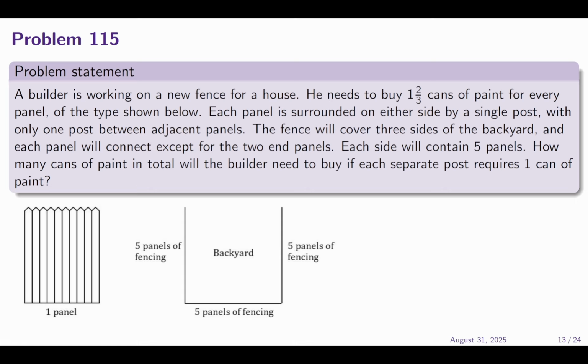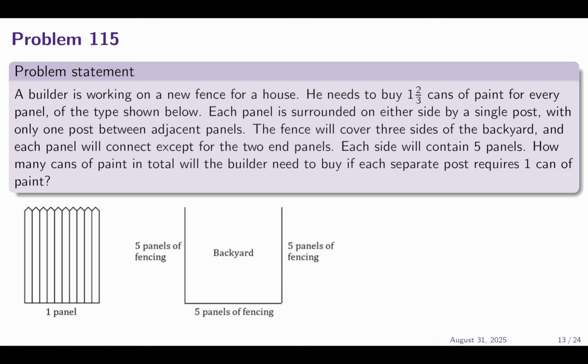A builder is working on a new fence for a house. He needs to buy 1 2/3 cans of paint for every panel of the type shown below. Each panel is surrounded on either side by a single post with only one post between adjacent panels. The fence will cover 3 sides of the backyard and each panel will connect except for the 2 end panels. Each side will contain 5 panels. How many cans of paint in total will the builder need to buy if each separate post requires 1 can of paint?